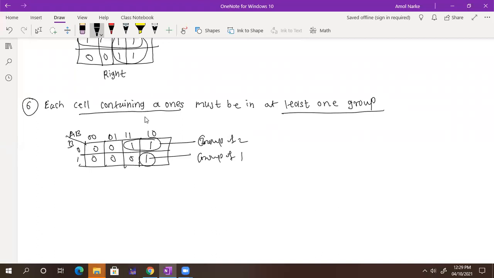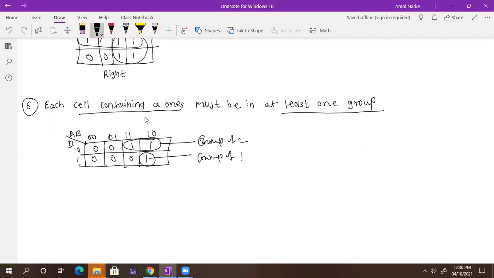Yes, sir. Okay, so this is what we have for the grouping. Now let's see the example. Everyone understand that? Any doubts? Sir, can you repeat the sixth one?